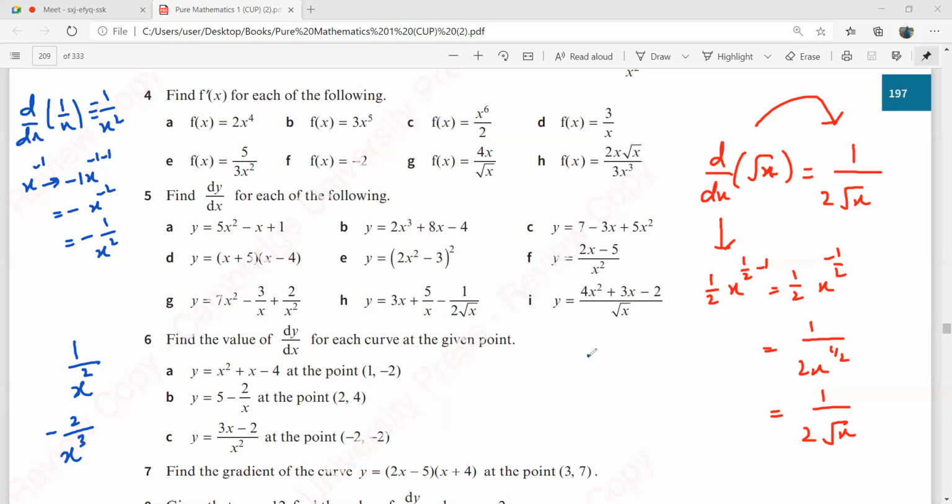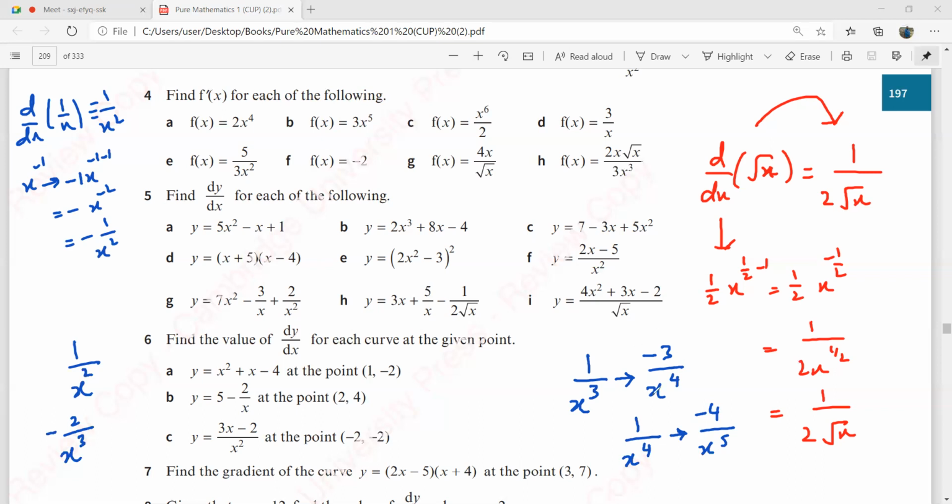Guess what would be the derivative of 1 over x cubed? Yes, without any working. Anyone? Minus 3 over x raised to power 4. Who will tell me the derivative of 1 over x raised to power 4? Yes? Minus 4 over x raised to the power 5. Very good.